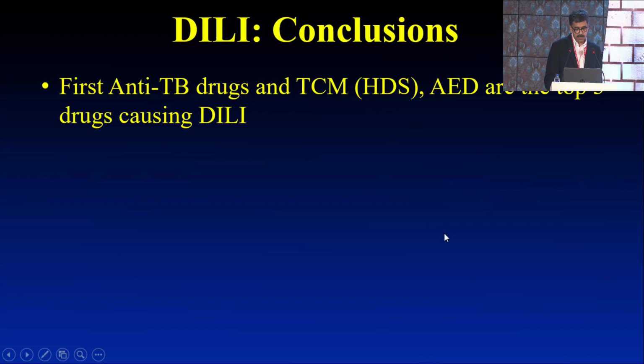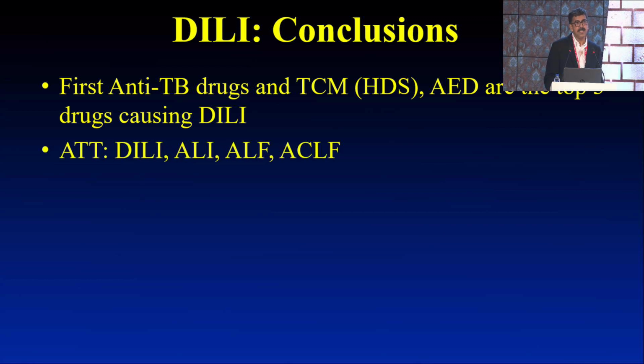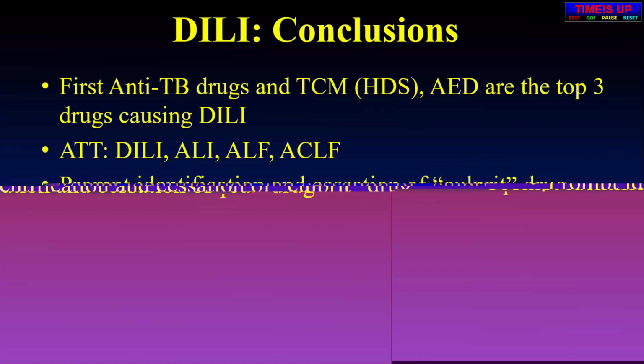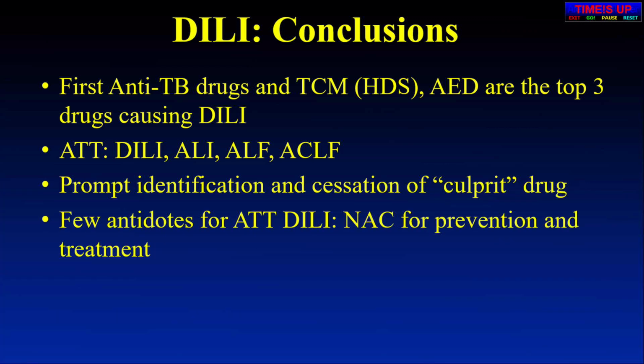So in conclusion, anti-TB is the most common cause, followed by HDS. ATT is a deadly drug, the most common cause of acute liver failure, ALF, as well as ACLF, second commonest cause. Prompt identification and stoppage of the culprit drug. There are few antidotes available with regard to drug-induced liver injury, and I think across the spectrum, N-acetylcysteine for non-paracetamol toxicity is again a good drug.